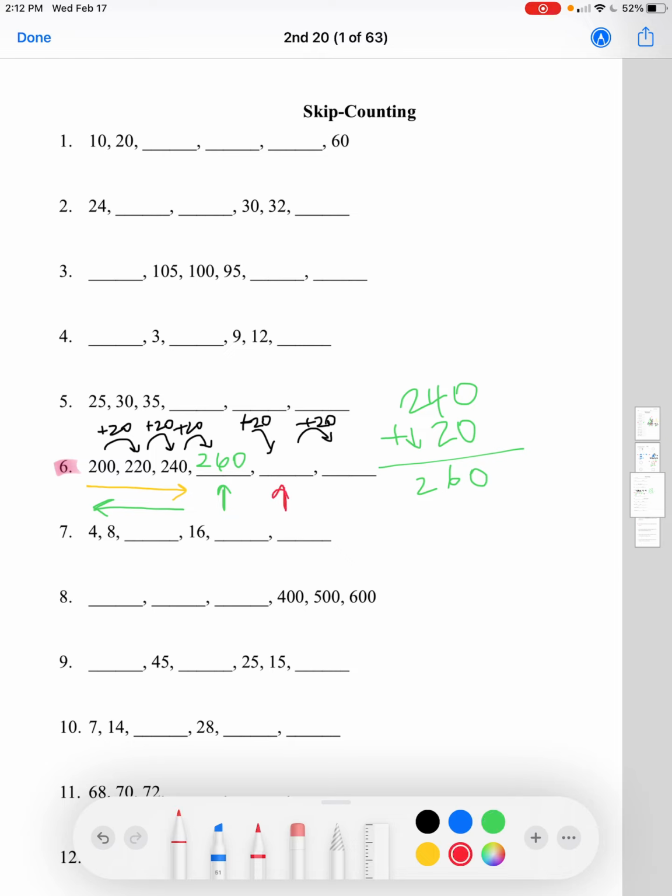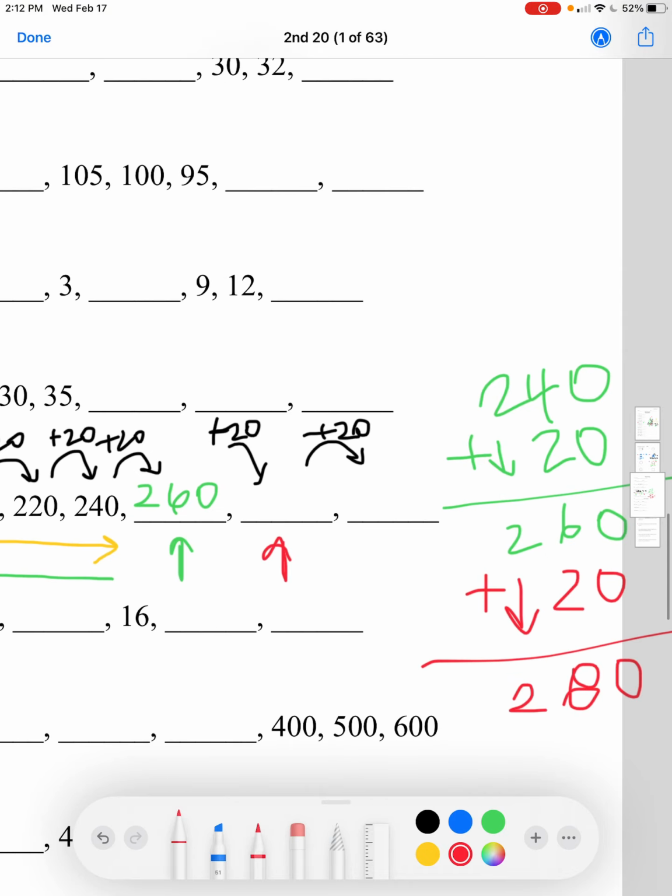Now to find the next number, you'll have to add 20 again to 260. So we'll just add it right here. 0 plus 0 equals 0, 6 plus 2 equals 8. Bring down the 2, 280.